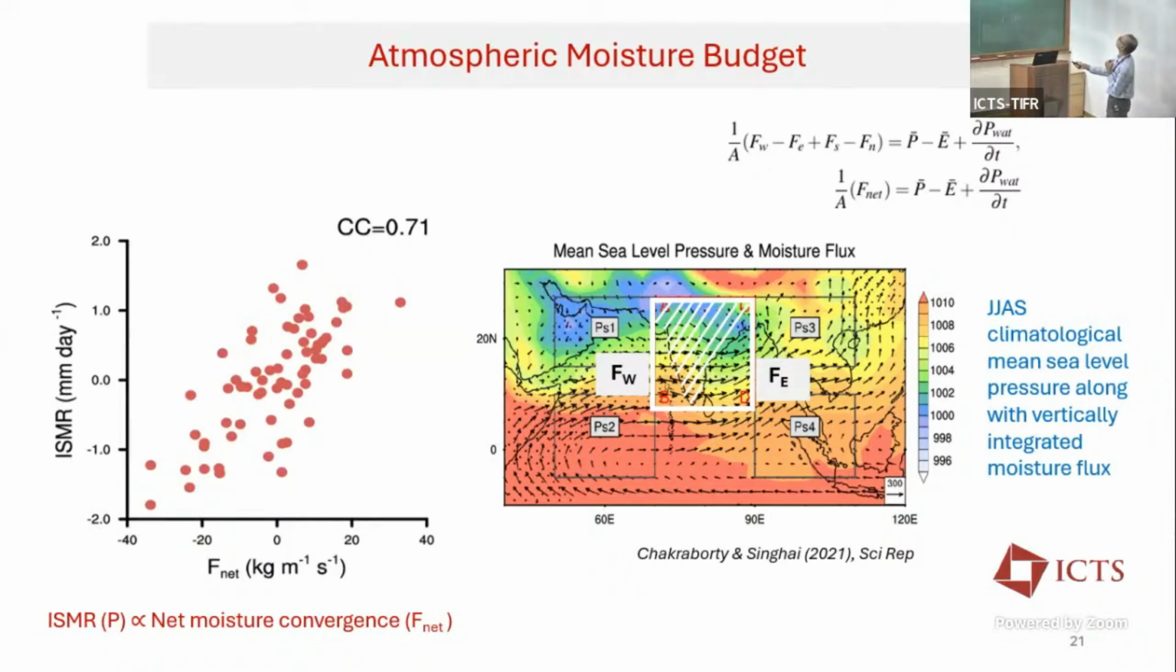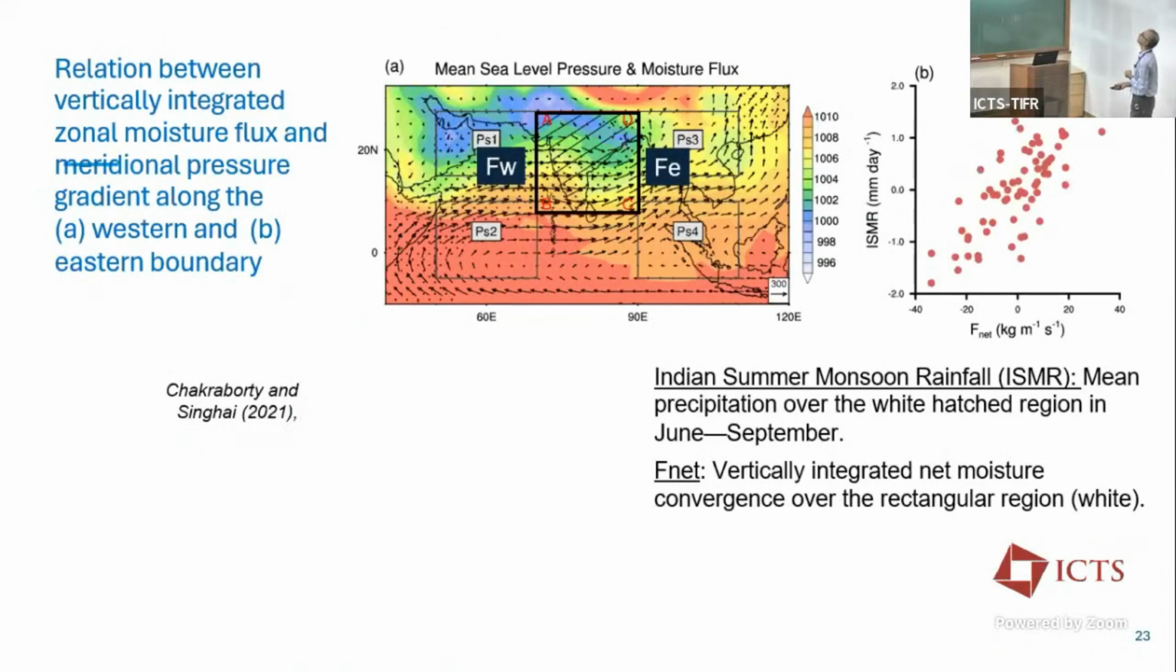If you do a simple calculation here, A is the area of this domain, and if there is an F net, you can write it down here. For a seasonal mean, if del P or del T goes to 0, then you can show that the F net is a function of the P minus E. So this is the Indian summer monsoon rainfall and this is the F net, and to some extent there is a linear relationship, because we are in a smaller range of the F net domain. If you go to a larger domain, like from the winter to the summer, this should become an exponential fit. I'm not going to go into this one here.